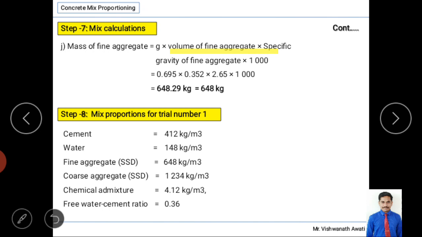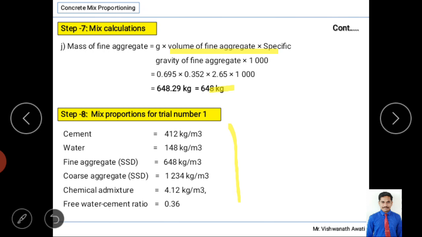0.695 into volume of fine aggregate from step number 6, 0.352 into specific gravity of fine aggregate 2.65 into 1000. Then we'll get approximately 648 kg of fine aggregate. Correct. So then if you see step number 8, mixed proportion for trial number 1. It means that whatever we calculated in earlier steps, we are taking in one place. Almost it is a mix design, but correction will go for step 9.